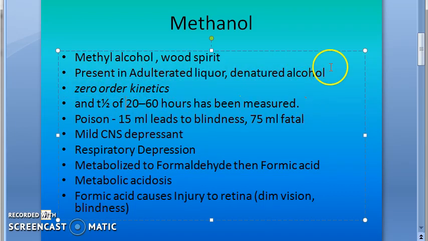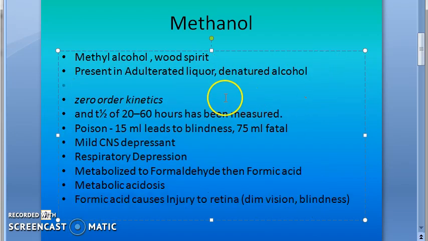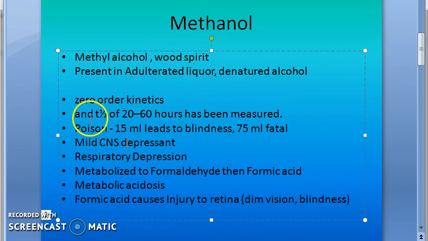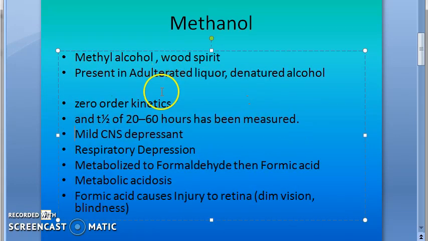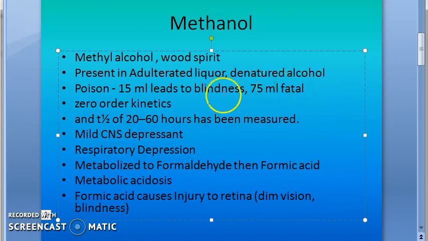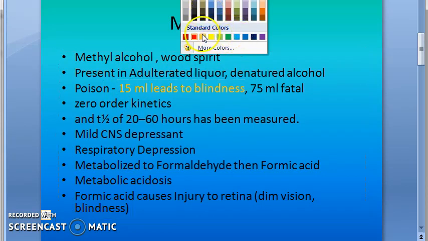Now, coming to what actually happens to methanol in our body, it follows zero order kinetics, and it has a half-life of almost 20 to 60 hours. The thing with this is it's a poison. 15 ml of methanol can lead to blindness and 75 ml can be fatal. Just remember this blindness thing, because it's a very unique thing. Retinal damage can occur with methanol.